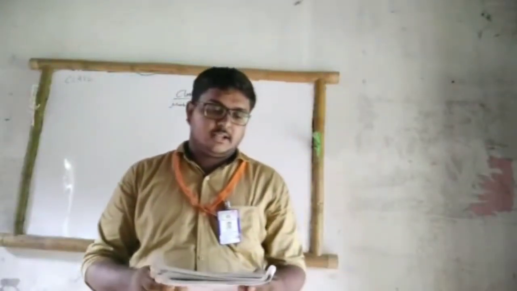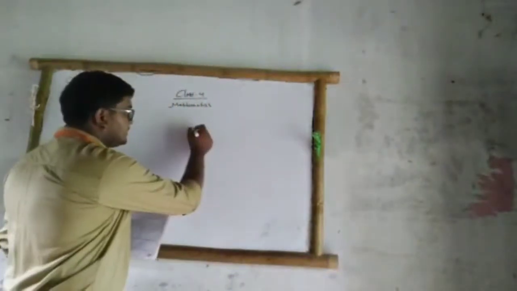Now students, I'm going to solve some word problems. The first problem is: Suhan bought 4 pencils for rupees 5 each. Mohan bought 3 notebooks for rupees 20 each, and Sima bought 2 erasers for rupees 2 each. So how much did they pay all together? First you have to find out the total cost of pencils.